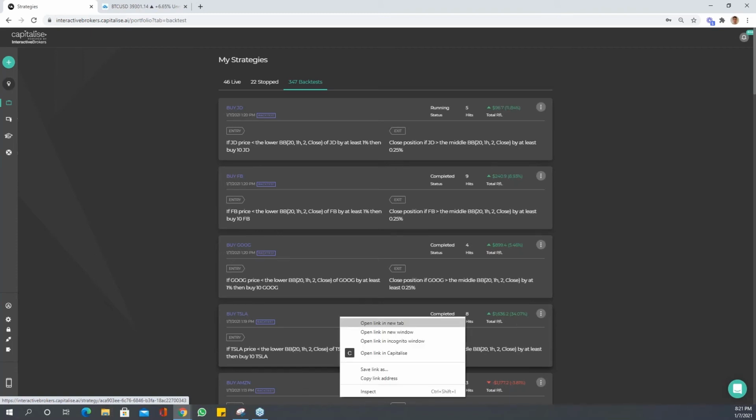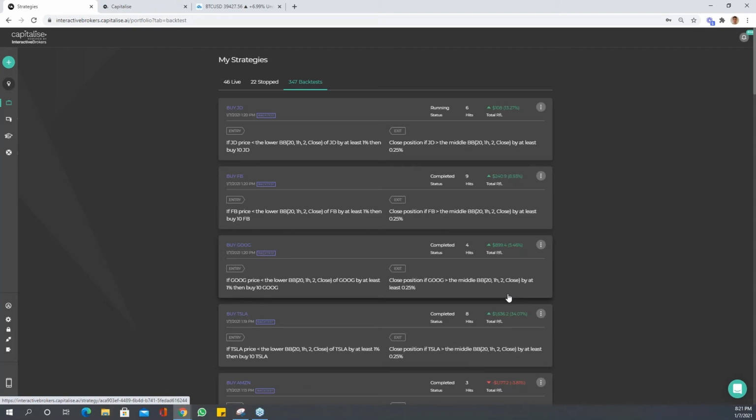We'll open it up so we can go into the chart and have a look at that strategy. Here we got 4 hits at 5%. Here we got 9 hits with Facebook at 8.93. And JD, really nice performance over the past couple of months, 6 hits at 13.27. So at the lowest point we're at 1% plus minus, and at the highest point we're at 3 to 4% per trade.